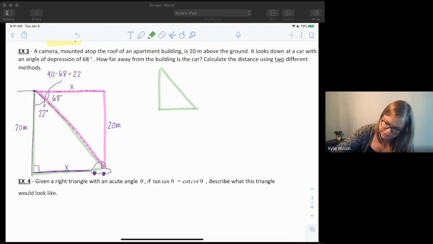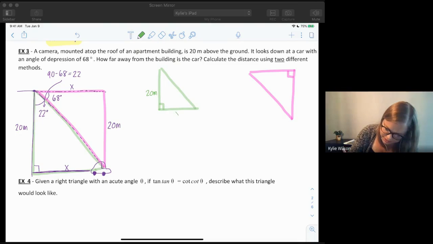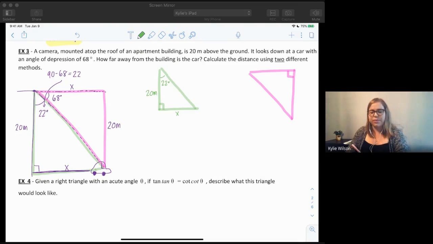Now we're just going to do this two different ways just because that's what the question said. So it wants us to kind of get creative and know that there's different ways to do stuff. So here are my two triangles. For the first one, we have 20 meters, x, and 22. So first thing we do is we notice that's a right angle triangle.